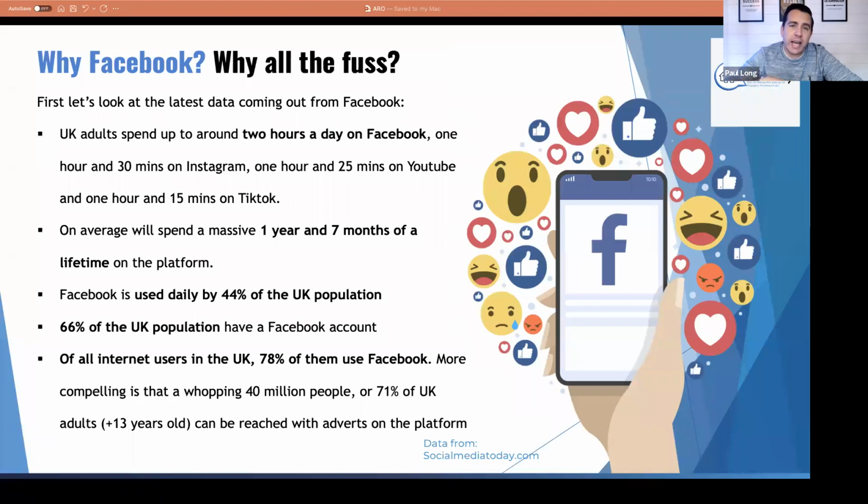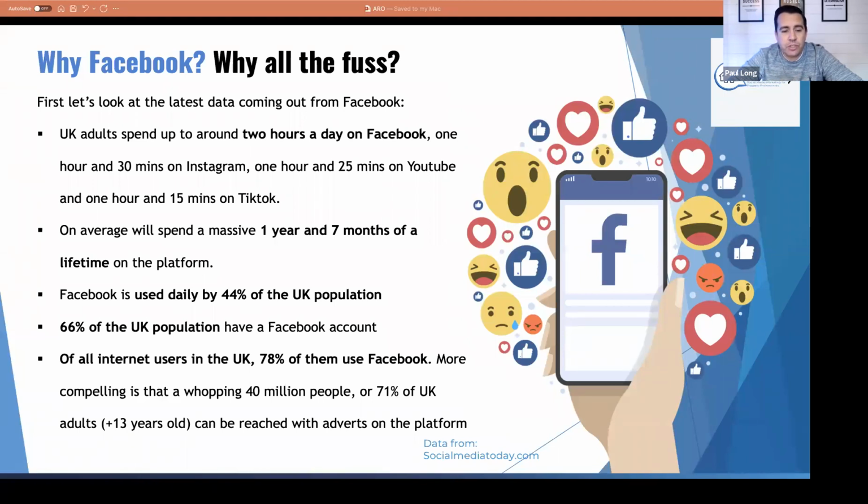Before we dive in and look at what's working in Facebook, let's bring you up to date very quickly with this one slide on what's happening in the Facebook world at the moment and why all the fuss. Quick recap: UK adults spend around 2 hours a day on Facebook, 1 hour and 30 minutes on Instagram, 1 hour and 25 minutes on YouTube, and 1 hour 15 minutes on TikTok. So you can see Facebook's still getting plenty of eyeballs on the platform. On average, you'll spend a massive 1 year and 7 months of a lifetime on the platform. Facebook is used daily by 44% of the UK population. 66% of the UK population have a Facebook account.